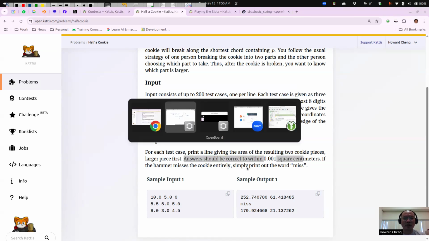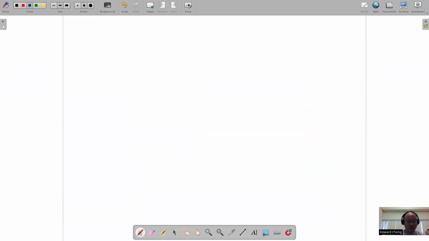So what is the problem? You have a circular cookie of a certain radius, and its center is always 0, 0. You're going to cut the cookie at a certain point x, y, and the line of cut is supposed to go through the chord. Okay, so now the shorter chord. So what the heck is a chord?